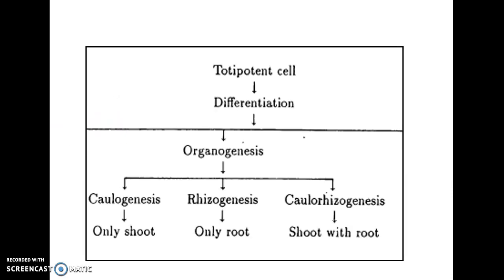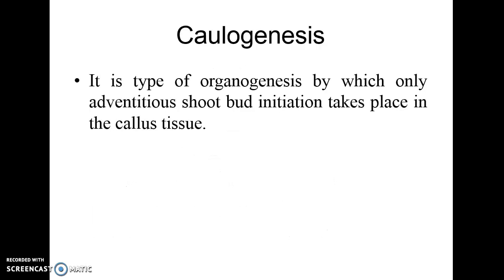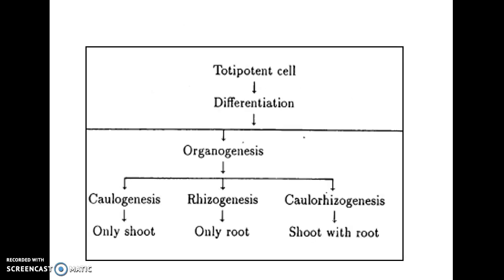Now we will see the types. You can see the totipotent cell will differentiate and form the organs, for example callogenesis, rhizogenesis, and caulorhizogenesis. What is meant by caulogenesis? It is the type of organogenesis by which only the adventitious shoot bud initiation takes place in the callus tissue. So caulogenesis means formation of only shoot.